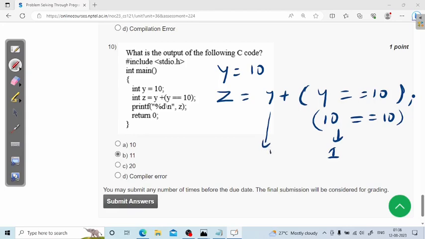Correct means, as we are solving an expression, this will give us 1. So on this side we have y + 1. The value of y is 10, and 10 + 1 will give us the answer 11. So when we print z, it will give the correct answer as 11, and so option B is correct.